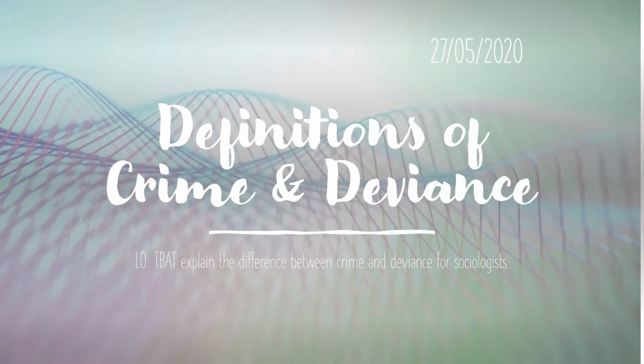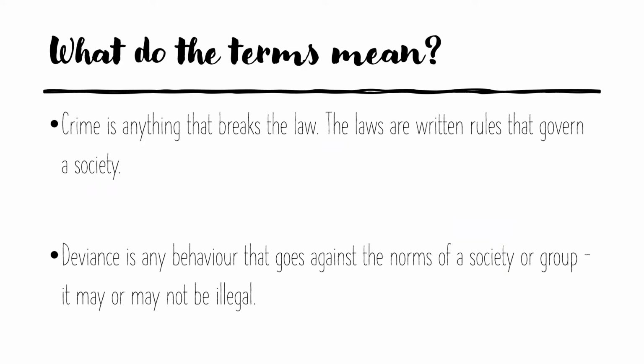So can you put the title, the date, and the objective? So our objective today is to be able to explain the difference between crime and deviance for sociologists. So you might use those words in different terms, but essentially we want to use them as sociologists today. Okay, so what do the terms mean? Really straightforward, and hopefully it will make lots of sense to you.